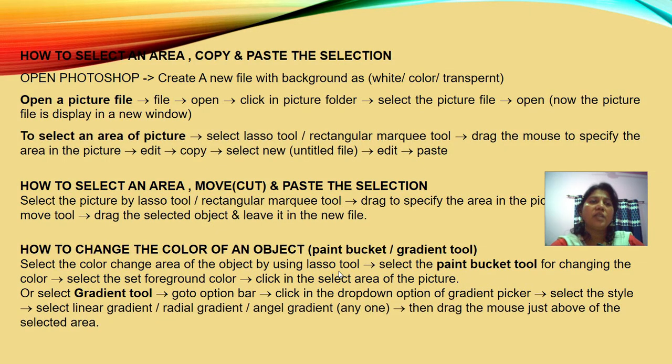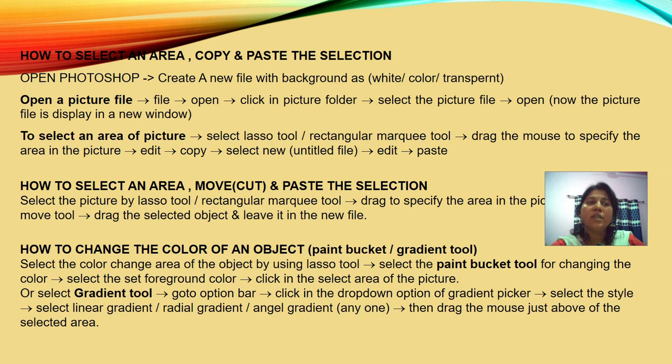So how to change the color of an object? By using your paint bucket tool or gradient tool. Select the color change area of the object by using your lasso tool. Then select the paint bucket tool for changing the color. Then select the set foreground color because you have to change the foreground color. Okay. Click in the selected area of the picture or select gradient tool.